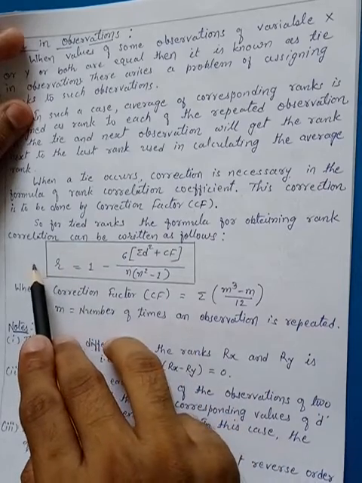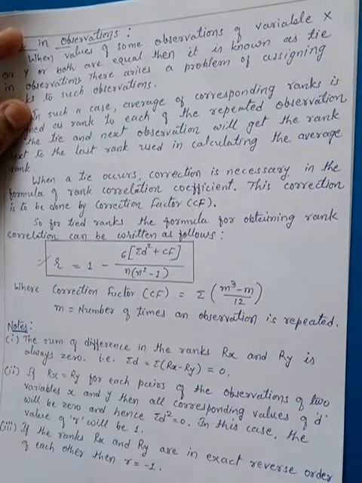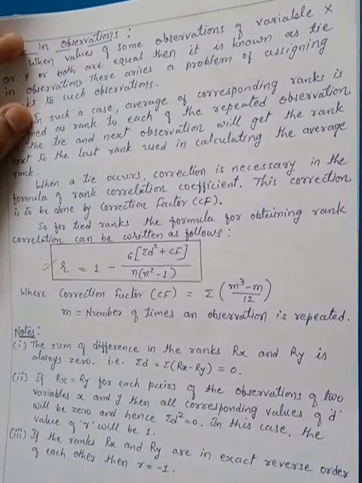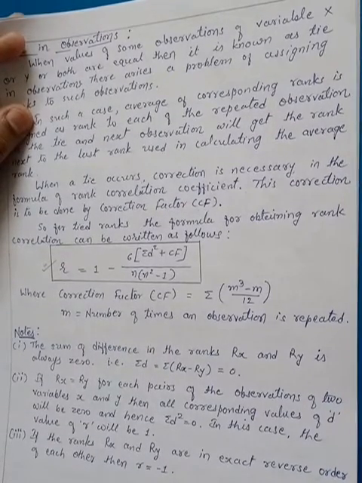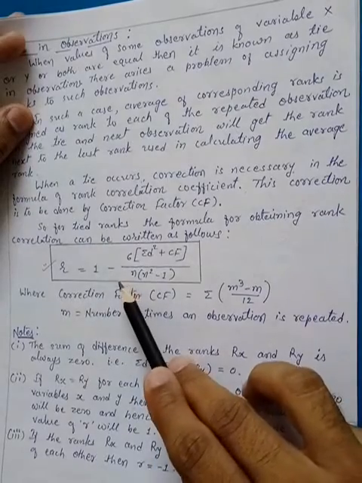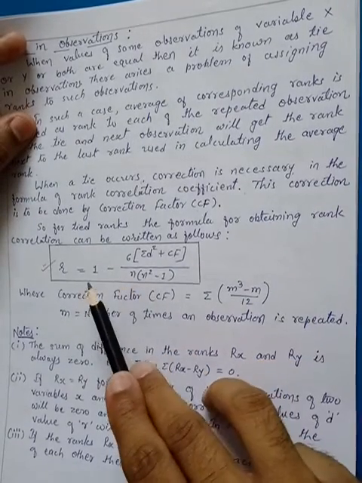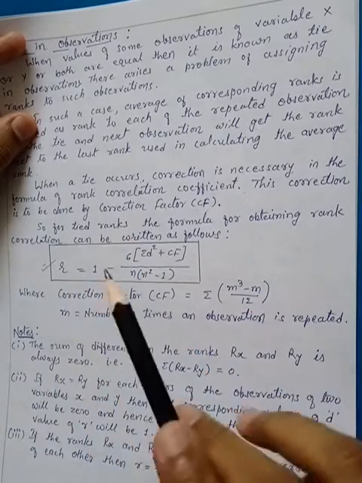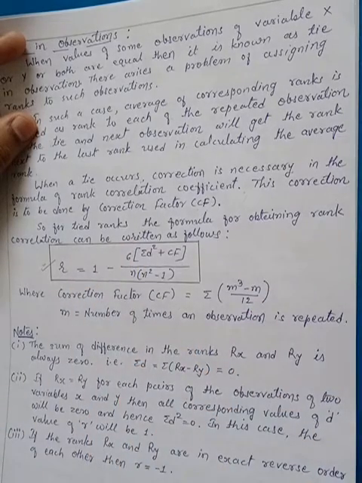And when there is a tie in observations, you have to use this formula. When there is no repetition of observations, you can use the previous one directly, but when there is a tie in observation, you need to use this formula to calculate the rank correlation coefficient. It is the same formula, only CF will be added to your sum of D square value. That is the only difference.